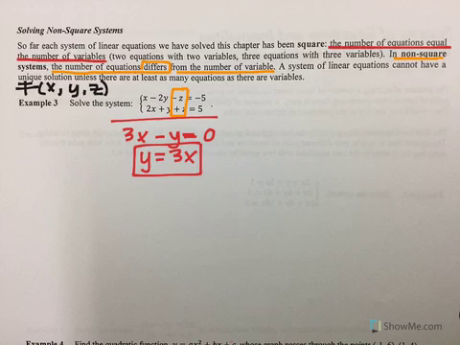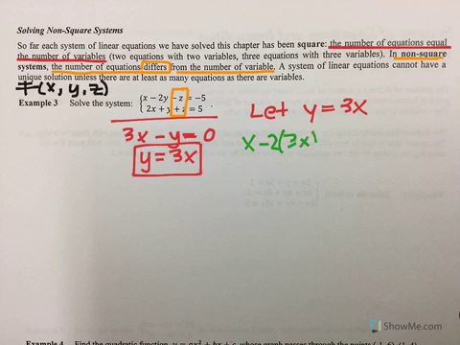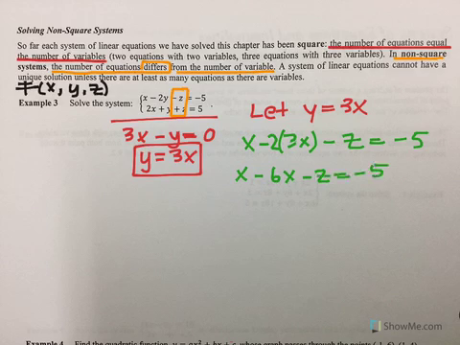Let's see if we can work this backward and find out how z is related to x. So we know that y is equal to 3x. So let's plug everything into the top equation. We would get x minus 2 times 3x, because remember y was equal to 3x, minus z equals minus 5. Then we get x minus 6x minus z equals minus 5. And I'm going to solve for z here. I get minus 5x plus 5 equals z.